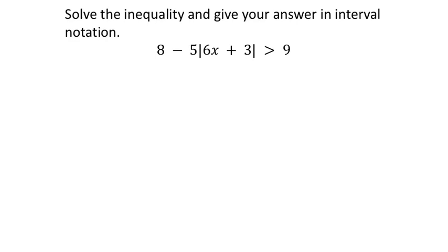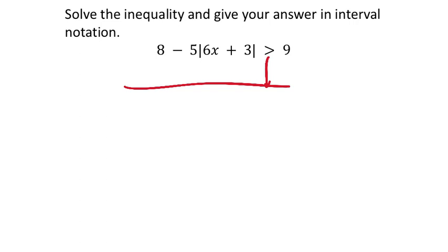Okay, well, let's get started on this one here. So 8 minus 5 absolute value, 6x plus 3 should be greater than 9. Well, we got to isolate that absolute value, right? Again, I don't really care what's on the inside. I'm not going to cover it this time. But I really don't care what's on the inside because I just want to solve for it.